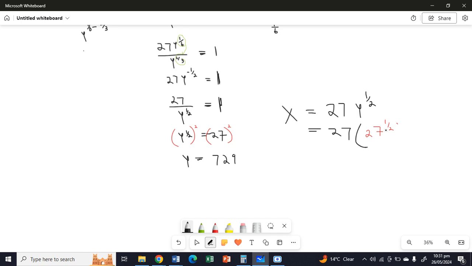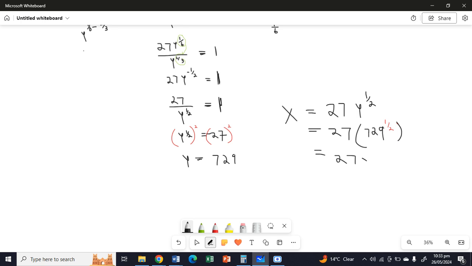So remember, 729 to the power half is like getting the square root of 729. So what is the square root of 729? It is 27. Okay, the square root of 729 is 27. So here is going to be 27 multiplied by 27, and you get x equals 729. So x equals 729, y equals 729.